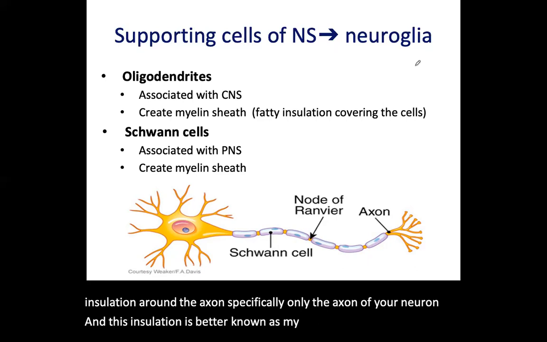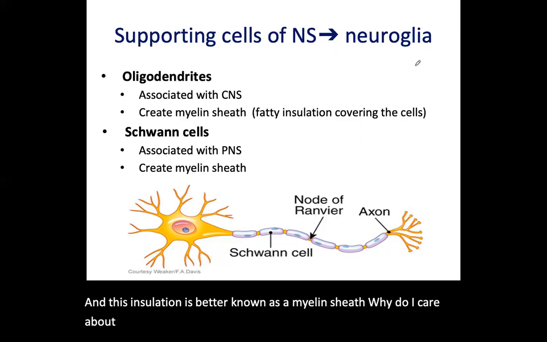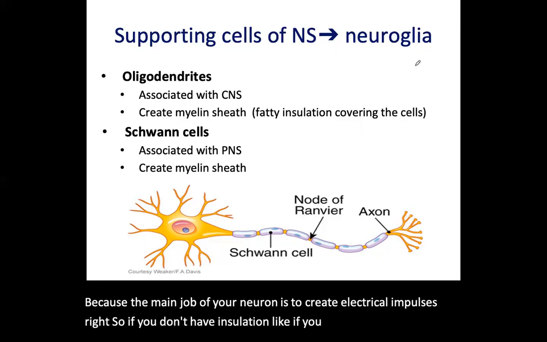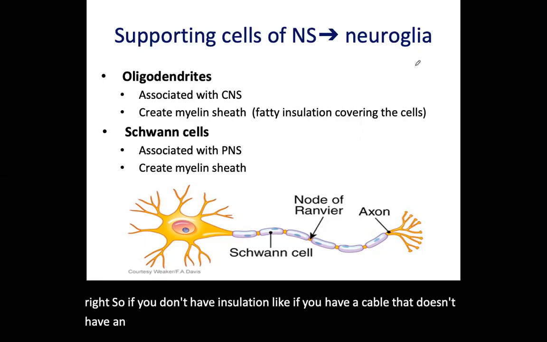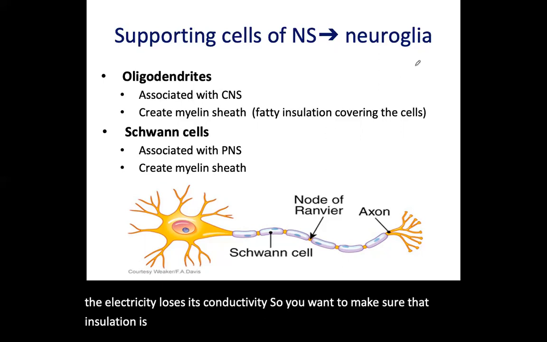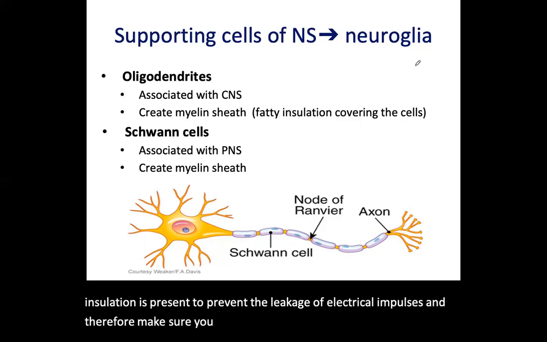Why do I care about insulation? Insulation is important because the main job of your neuron is to create electrical impulses, right? So if you have a cable that doesn't have insulation, a lot of that electricity is going to leak out, and basically the electricity loses its conductivity. So you want to make sure that insulation is present to prevent the leakage of electrical impulses, and therefore make sure you have a very speedy transfer of that signal.